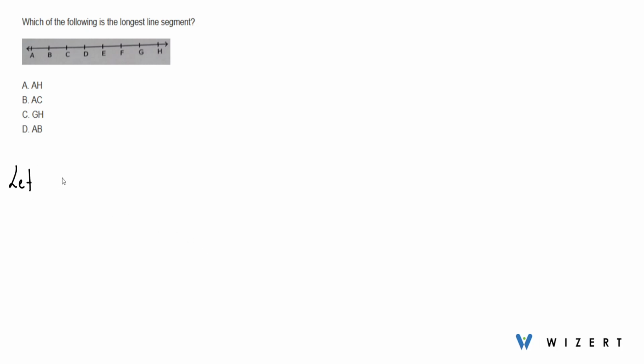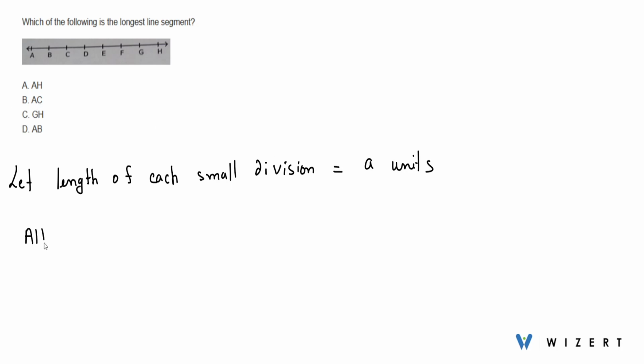So let length of each small division equal a units. Okay, now let's check the first option, which is AH. So AH can be written as AB plus BC plus CD plus DE plus EF plus FG and finally GH.